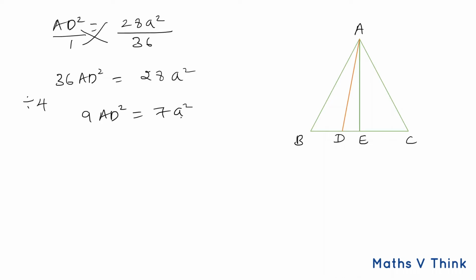A square is nothing but side. So we'll be writing 9 AD square is equal to 7, so we'll be taking side AB. So AB square. So we got the to-prove. So hence proved.